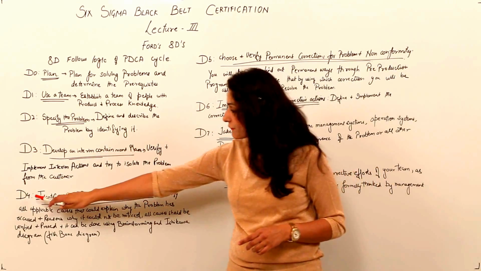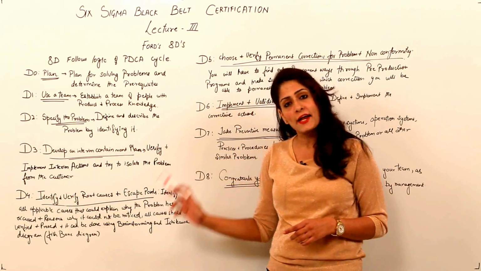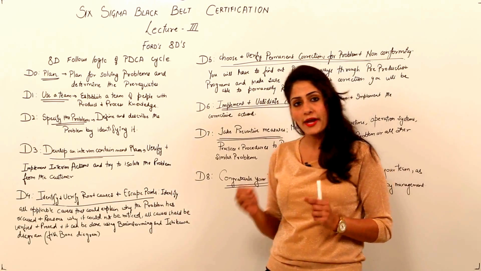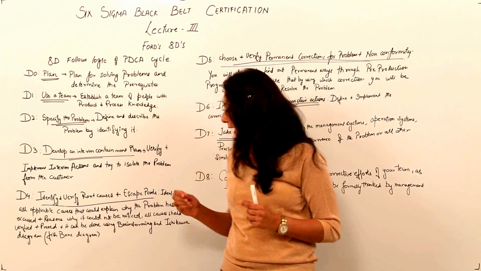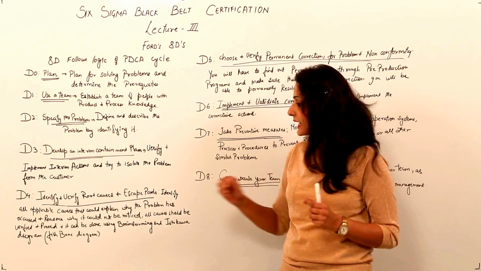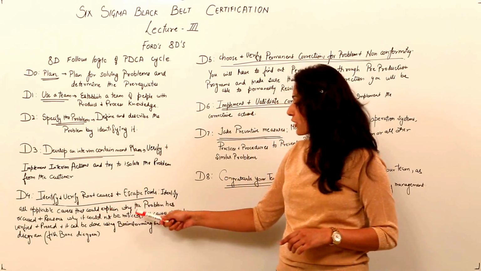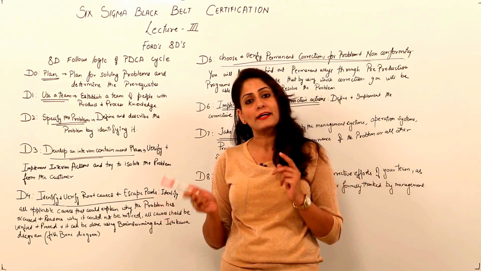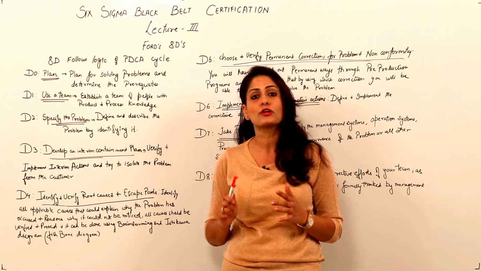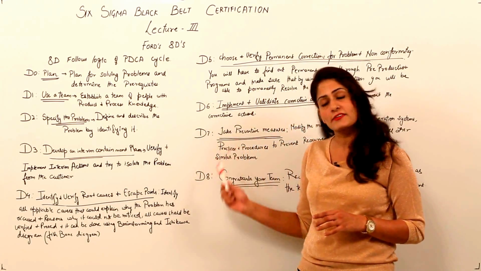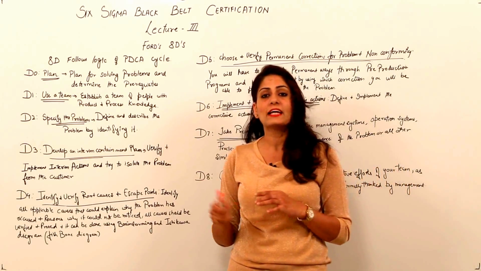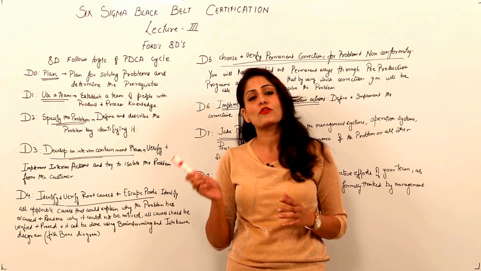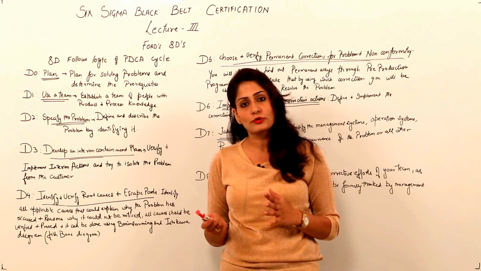Then comes D4, that's identify and verify root causes and escape points. So in this step, you will try to identify all applicable causes, and you will try to explain why the problem has occurred, and you will also try to find out why this was not noticed earlier. This is done by brainstorming and the use of statistical tools like the Ishikawa diagram. Ishikawa is also known as the fishbone diagram.